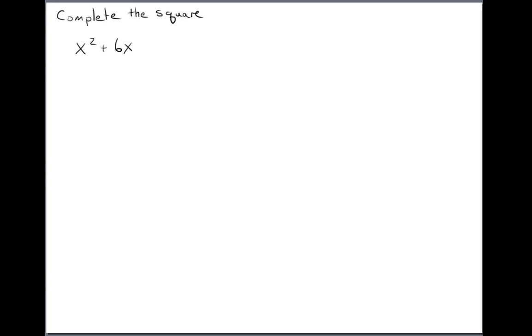In this video, we're going to take a look at completing the square. So we're tasked with completing the square for the expression x squared plus 6x. And what we're going to do is add onto the end of it the right number so that this becomes a perfect square trinomial.